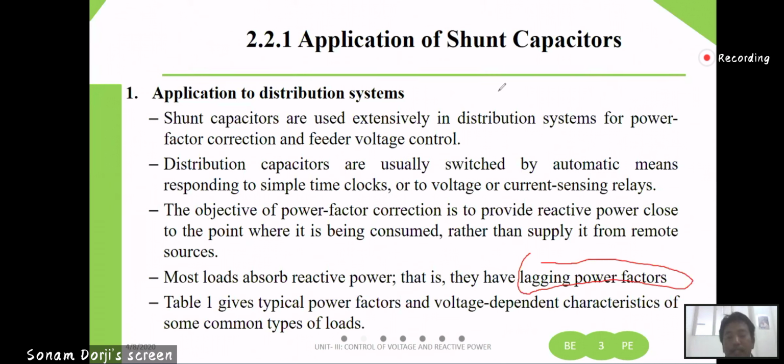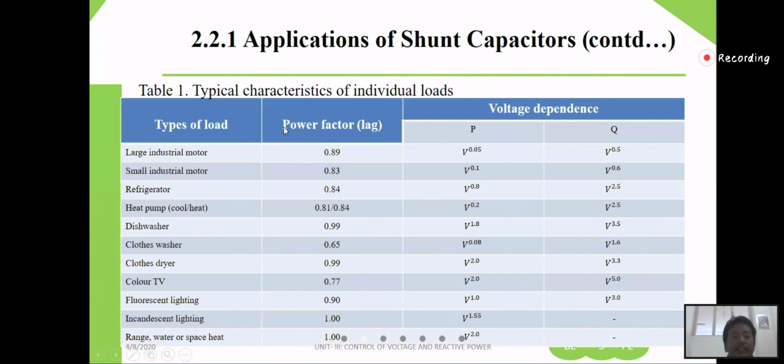Okay, so now with one example, which I have taken from the Kundur book, these are some typical loads. Like a large industrial motor, what is the power factor? Normally this power factor will be a lagging one. So it is a large industrial motor, just one typical example I have taken from the P. Kundur book. And then a small industrial motor, the power factor will generally be about this much. Okay, so this is a general one.